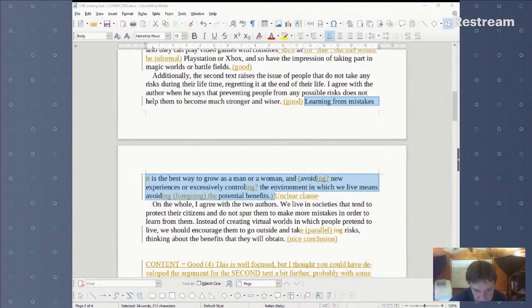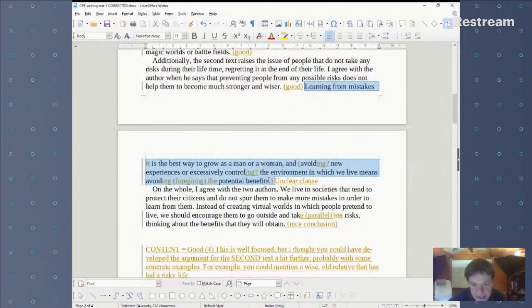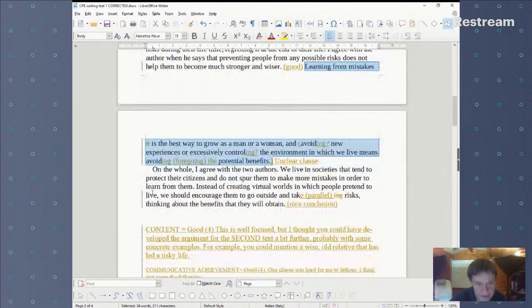So let's go back to here. So we've cleared up that minor bit of confusion that was there. On the whole, I agree with the two authors. We live in societies that tend to protect their citizens and do not spur them to make more mistakes in order to learn from them. Instead of creating virtual worlds in which people pretend to live, we should encourage them to go outside and take risks, thinking about the benefits that they will obtain.